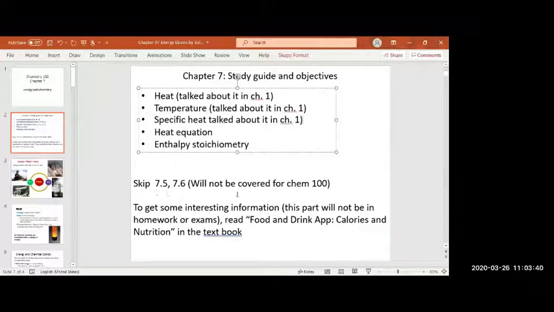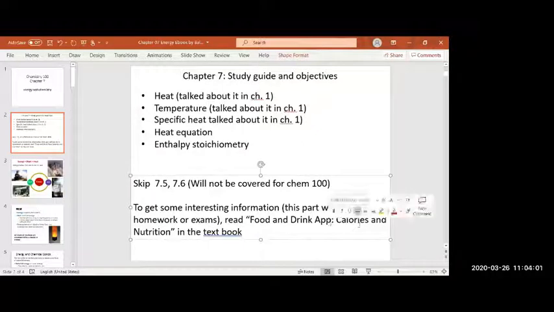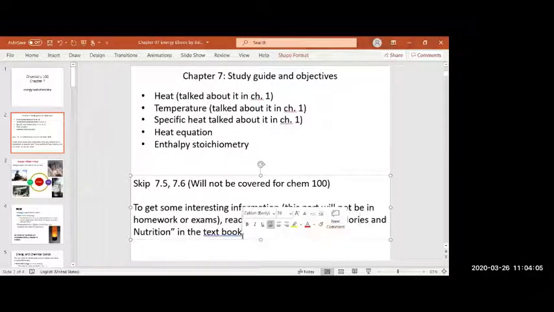Also, we'll skip these parts, 7.5 and 7.6. We will not cover them for Chem 100. Just one more thing to get some interesting information. This part will not be in the homework or the exam. You can read the food and drink application, calories and nutrition, in the textbook, but as I said, it's not included in the homework or exam.